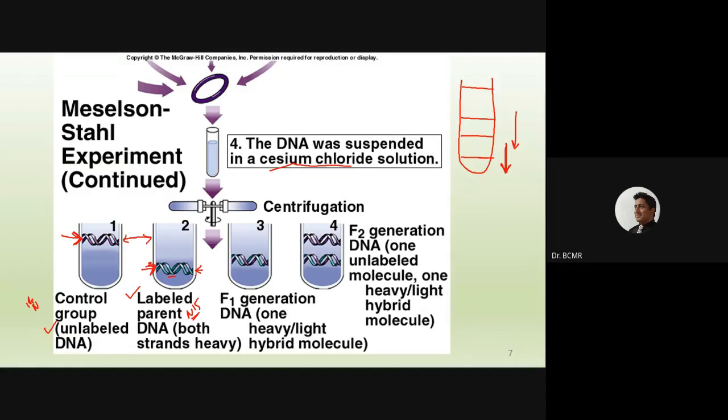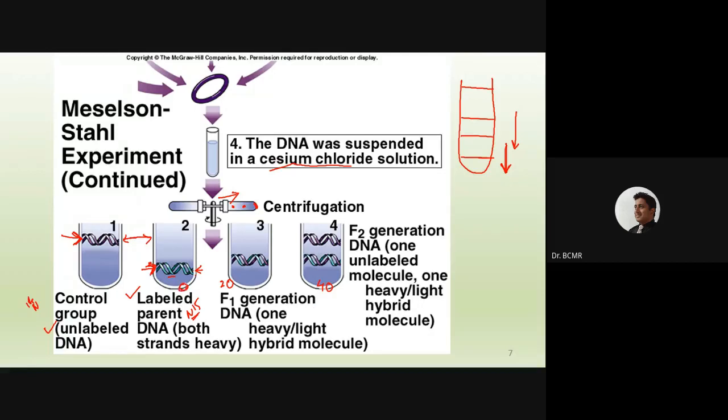So why is that? There is a centrifugal force applied, and because of it, if the molecules are very heavy, they will tend to move down faster. If they are light, they will be somewhere here, something like that. So when you say F1 generation, this sample is after 20 minutes. This you can count as 0 minutes. And this you can take as 40 minutes. What is happening?